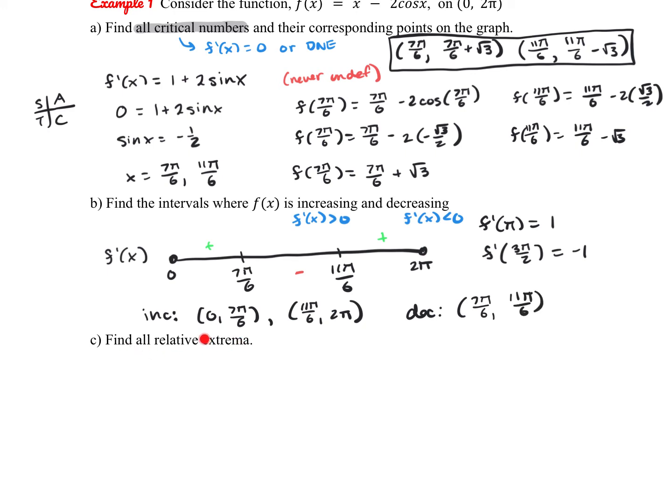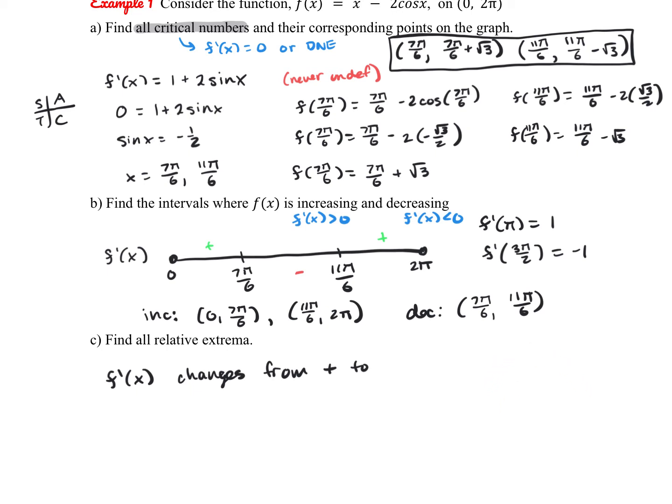All right, and then the last thing we're going to look for are all of our relative extrema. So here we are looking for a sign change in our derivative. So we know that when f prime of x changes from positive to negative, that means that our graph is increasing and then all of a sudden it's decreasing.